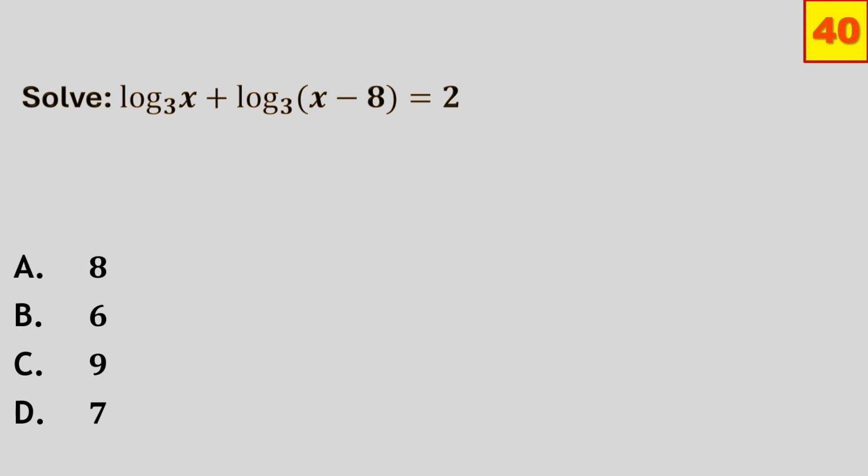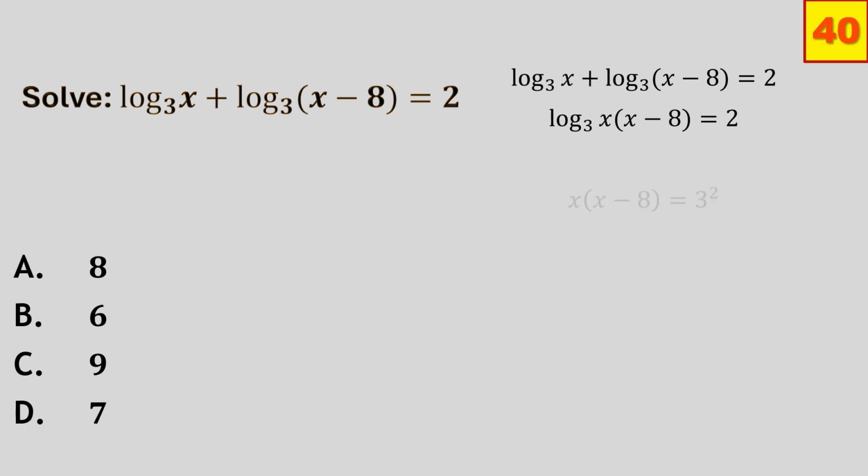Solve this equation. Adding two logarithms with the same base is the same as multiplying their numbers. The logarithm to the base 3 of this number is 2. This means that 3 raised to the power of 2 is the number. x times x is x squared, and x times minus 8 is minus 8x. Subtract 9 from both sides.